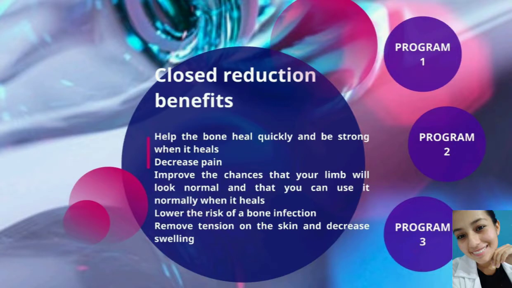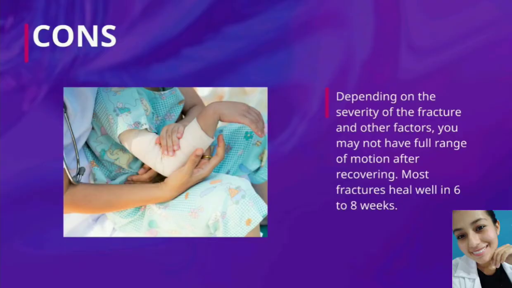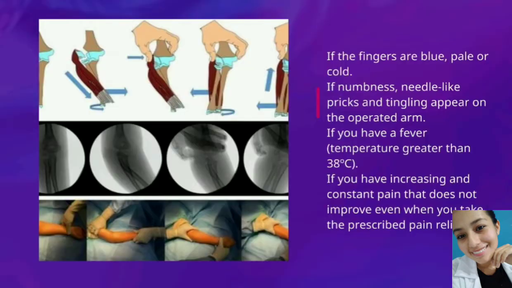Closed reduction benefits: help the bone heal quickly and be strong when it heals; decrease pain; improve the chance that your limb will look normal and that you can use it normally when it heals; lower the risk of a bone infection; remove tension on the skin and decrease swelling. Cons: depending on the severity of the fracture and other factors, you may not have full range of motion after recovering. Most fractures heal well in 6 to 8 weeks.